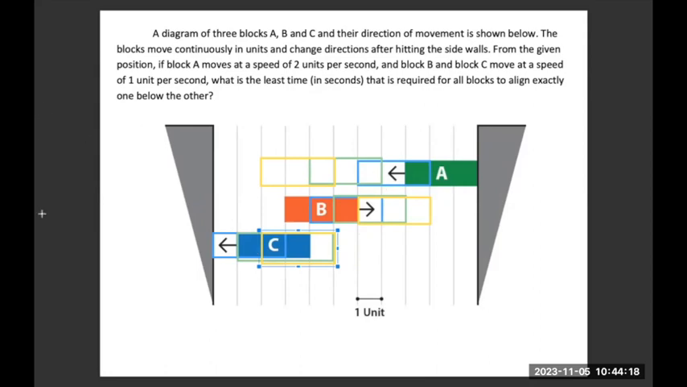Okay. After that, this is 1, 2, 3 seconds. 4th second, block A position 1 and 2, so here. It hits the wall. Block B comes here, and block C will come here.